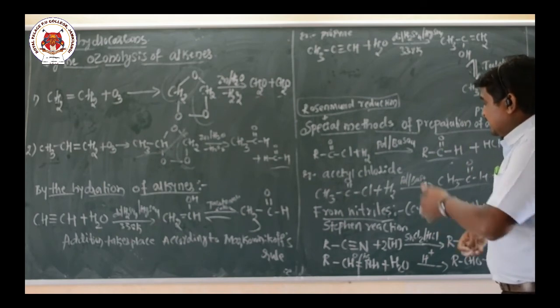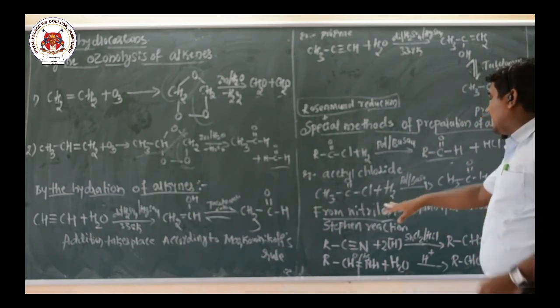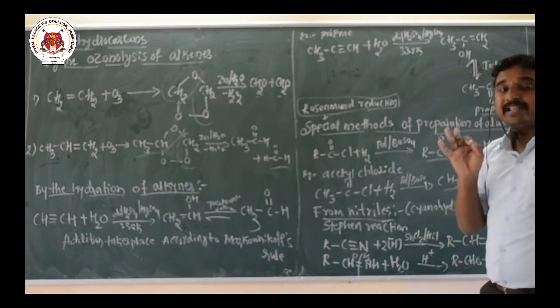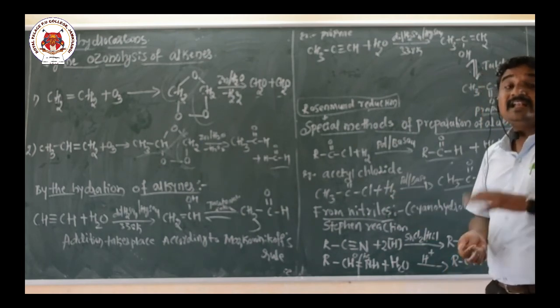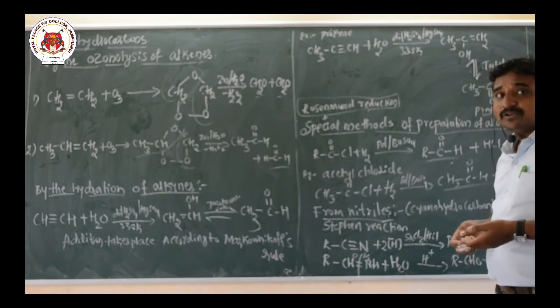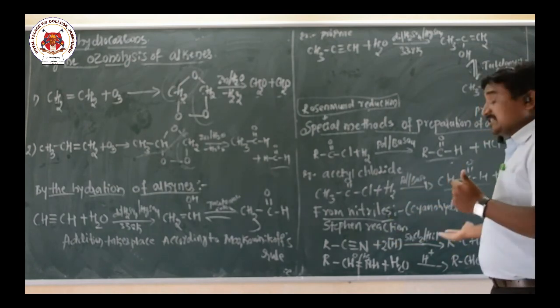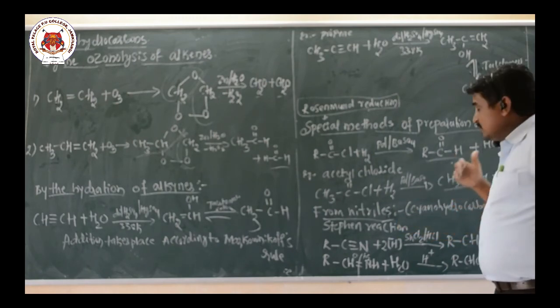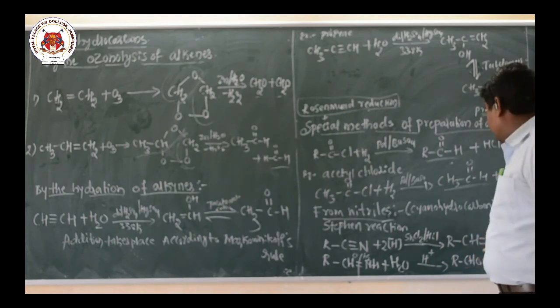Now the next one, preparation of aldehyde from nitriles or cyanohydrocarbons. This is another named reaction, Stephen reaction. These two named reactions are very important. Nitriles are cyanohydrocarbons. When nitriles undergo reduction in presence of tin chloride in HCl, that gives an addition product which undergoes hydrolysis, and that gives the corresponding aldehyde.